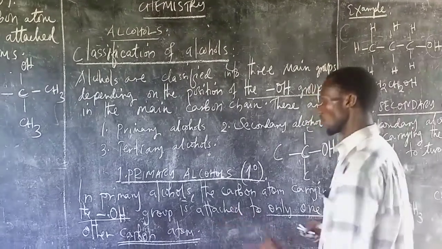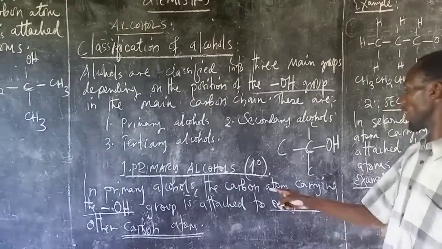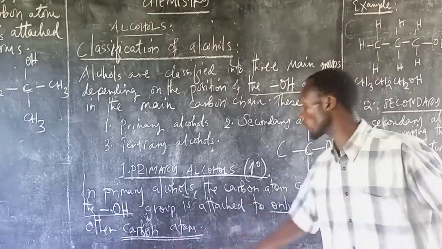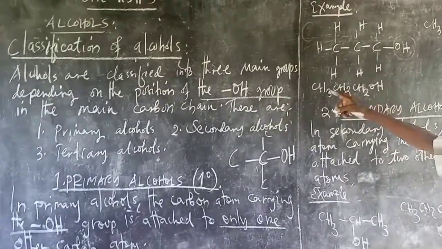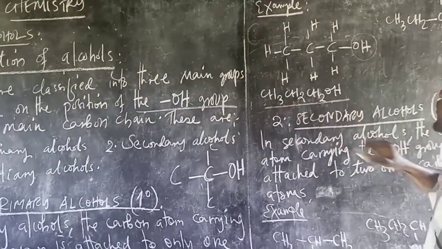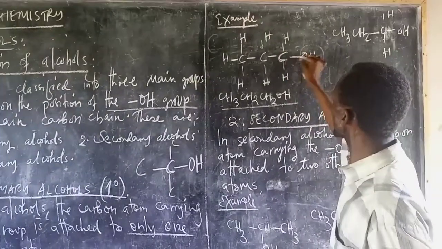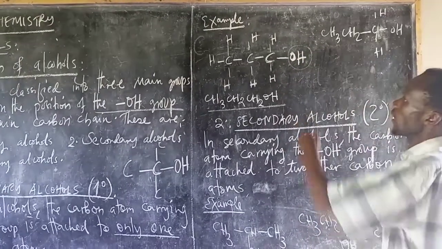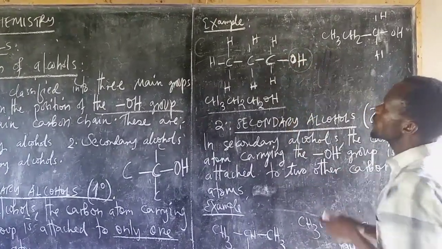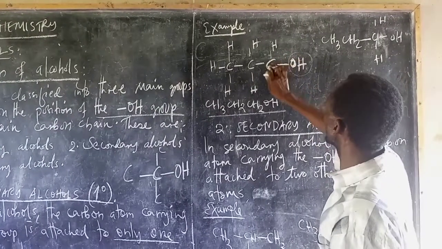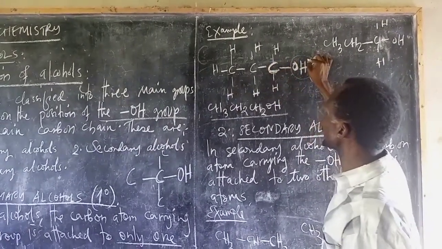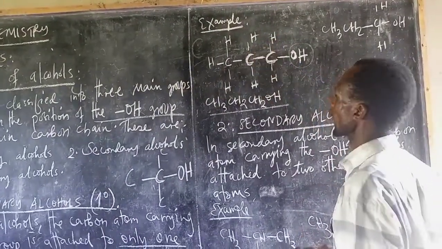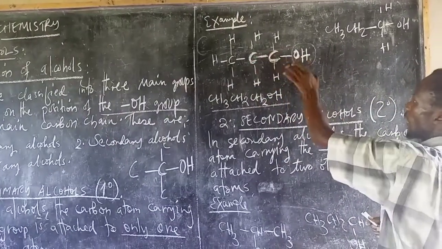Now, a primary alcohol is formed if the carbon atom carrying the OH group is attached to only one other carbon atom. You can see here, this is propanol. When you look at this carbon atom that carries the OH group, the functional group, it is only attached to a single other carbon atom. This is what we call a primary alcohol.